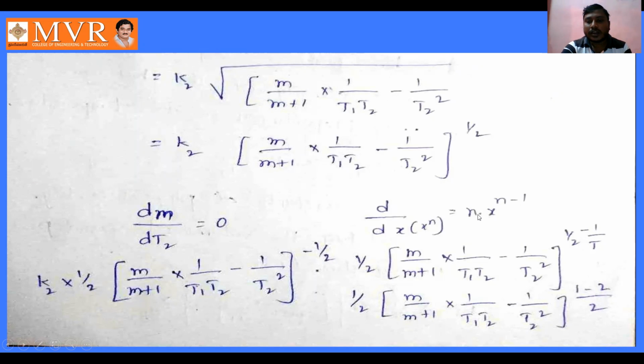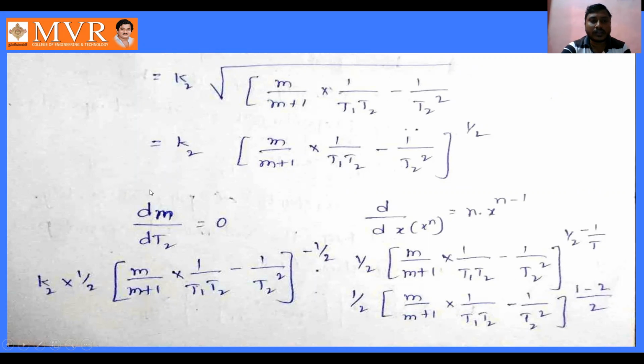Here this is known as x, and this is known as x power n. n into x to the power of n minus 1 means 1 by 2 into m by m plus 1 into 1 by t1 into t2 minus 1 by t2 square, hence 1 by 2, into 2 over 2, minus of 1 by 2.